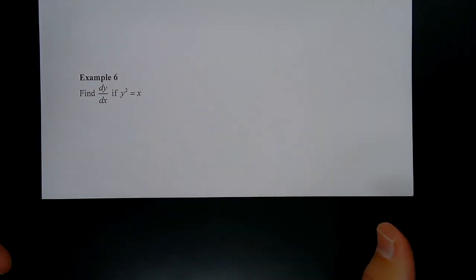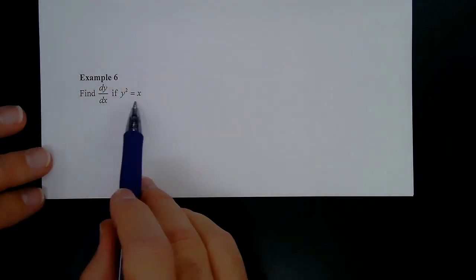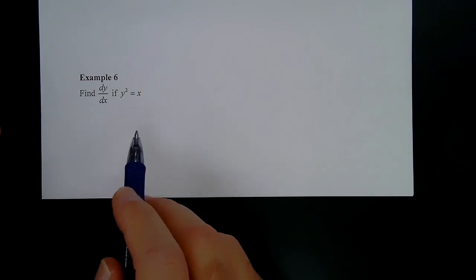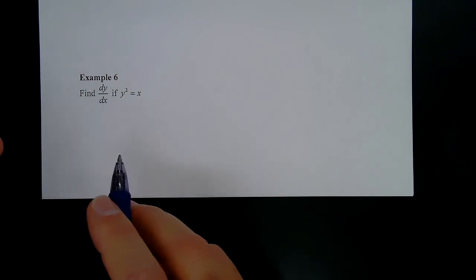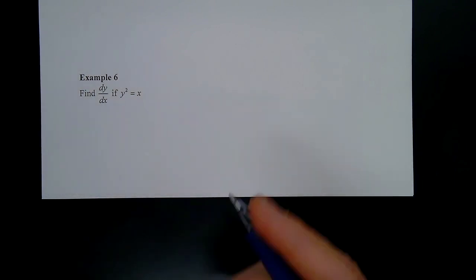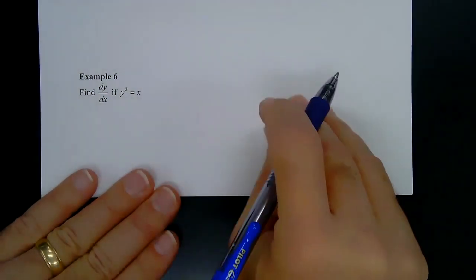So when you have an equation, we've just been having expressions, okay? But when you have an equation, how do you find dy over dx? So this is how you go about doing it. You have to take the derivative with respect to x, and whatever you do to one side, you have to do to the other side. It's just like solving an equation, okay? To keep it balanced, whatever you do to one side, do to the other side.